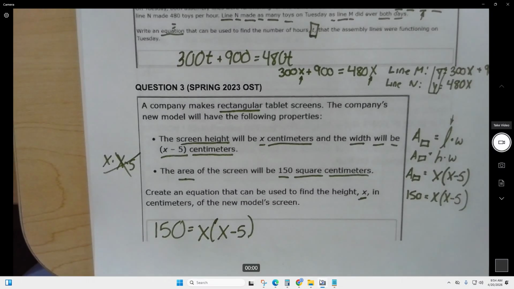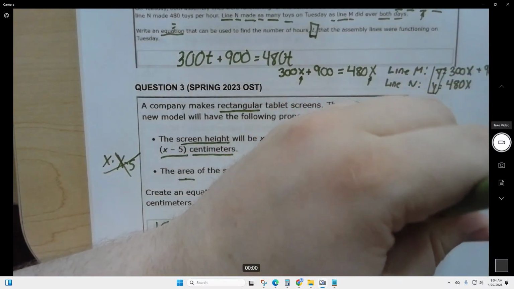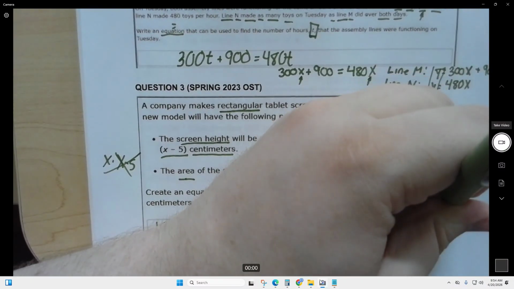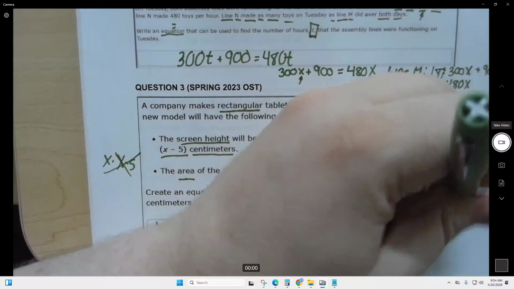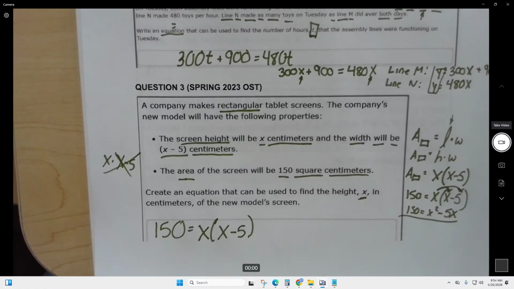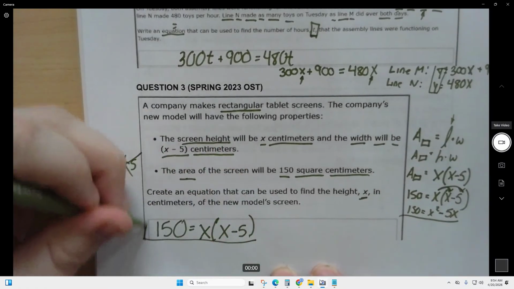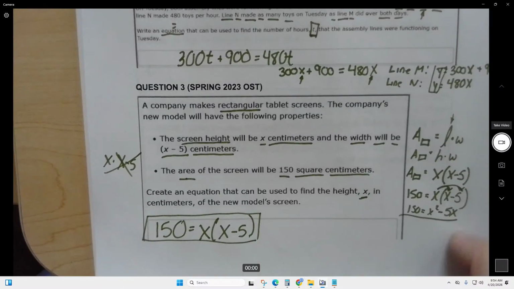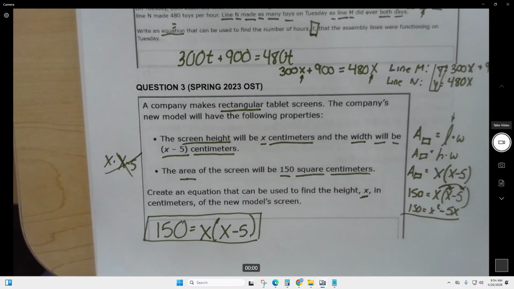Could you go farther? Yes. Could you distribute this and get, x times x is x squared, and x times negative 5 is negative 5x? You could, but you shouldn't, because this is good enough. Because if you do that, all you're doing is increasing the chance that you make a mistake and the question gets marked wrong. Don't reinvent the wheel, okay?